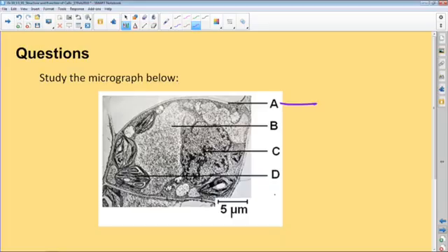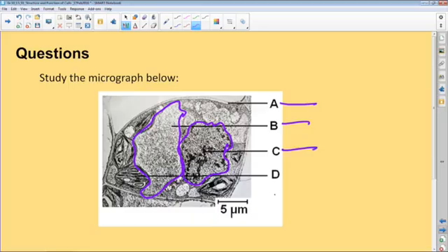Okay, now, sometimes, even without me asking the question, I want you to get used to looking at things immediately. A, of course, is your cell wall. B, you see it's big. It's one of the biggest things in the cell. And that will be your vacuole. Okay, so that's your vacuole. C, have a look. There it is. What do you think that is? It's another big organelle. It is your nucleus.